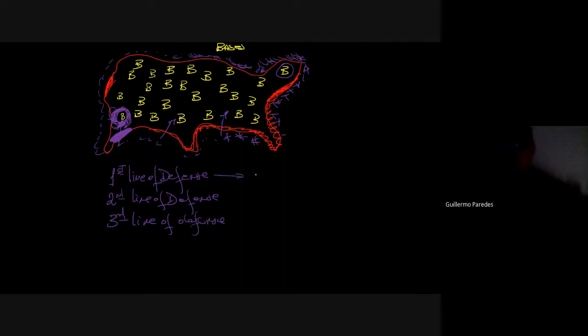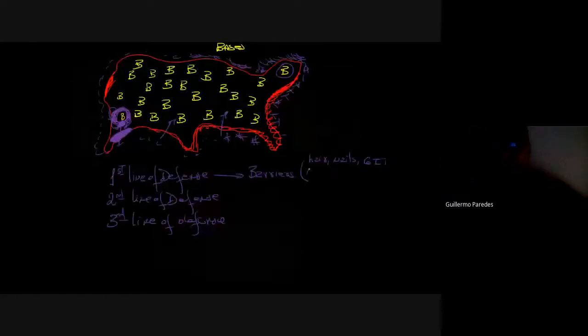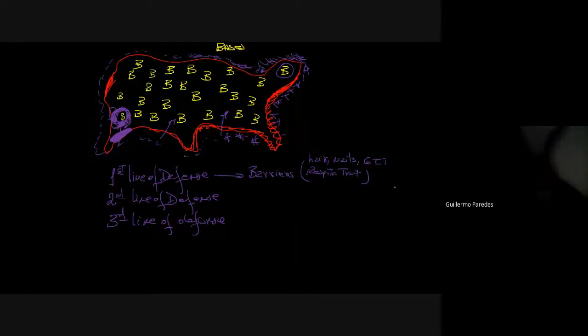The first line of defense are going to be the barriers. What are those barriers? It's going to be the hair, nails, GI tract, respiratory tract. In the respiratory tract, we have the goblet cells with the cilia. And in the GI tract, basically we have the gastric acid. Hair, nails, conjunctiva, everything that covers your body is going to be the first line of defense. It's like a suit. You go to outer space and you have a suit, your skin, the surface of your body.